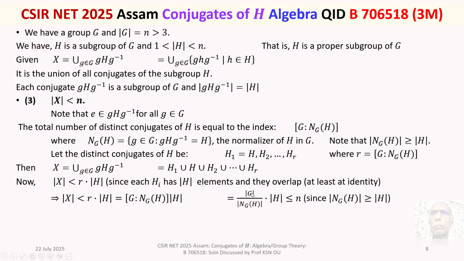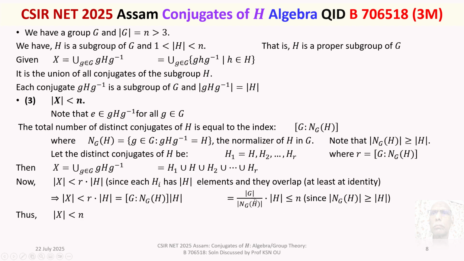Order of G is N, and the order of the normalizer of H in G is greater than or equal to order of H. Therefore, order of H divided by the order of the normalizer of H in G is less than or equal to 1. So order of G, which is N, times this is less than or equal to N. But it is less than followed by less than or equal to N. Therefore, order of X is less than N, strictly.